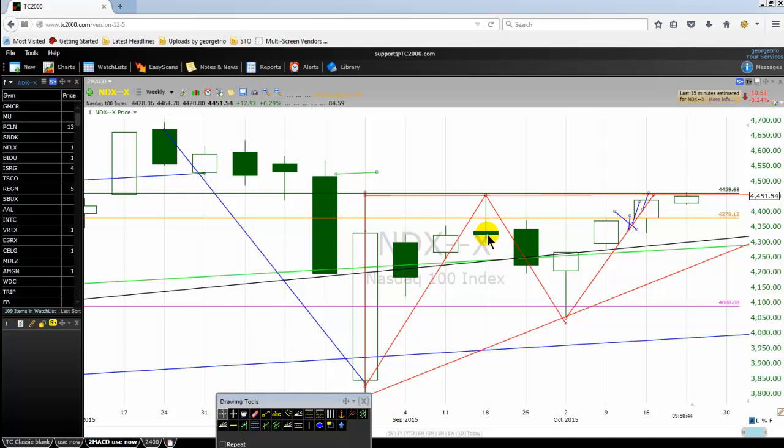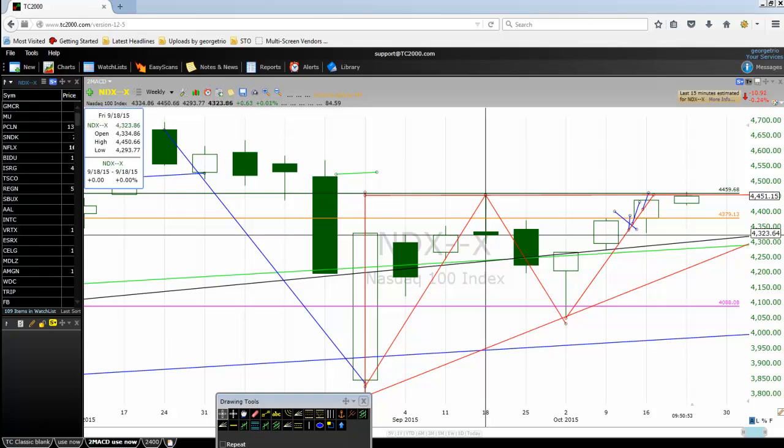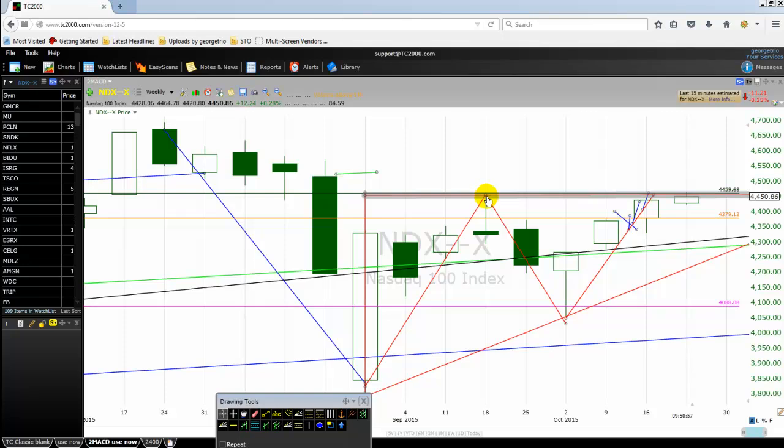What has happened? Maybe the most important thing you want to understand is what has happened here. Look at this candle. The price opens here where my horizontal line is and went all the way up here.